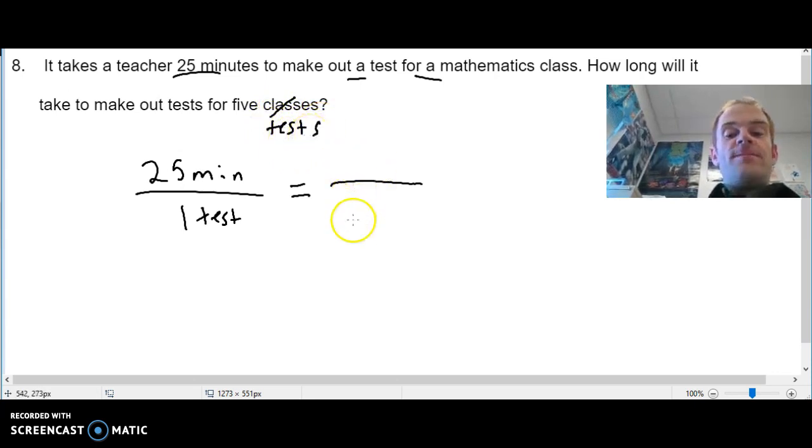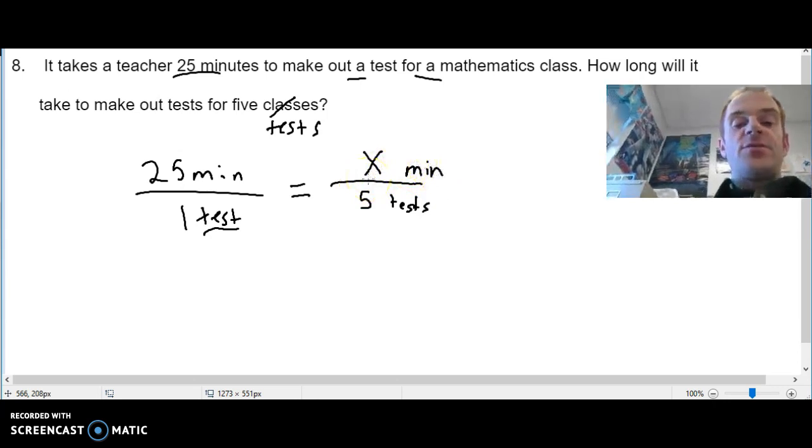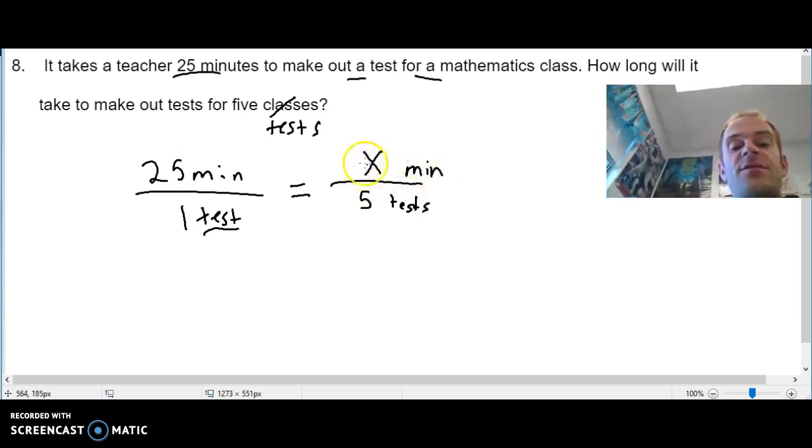So over here, is test going to have to go on the bottom or on the top? Well, since I wrote test on the bottom in this ratio, I'm going to put tests on the bottom of this ratio as well. And I want to know, for 5 tests, how long will it take? So I'm going to figure out how many minutes it will take. Again, I'm going to figure out a number that when I take that number divided by 5, it's going to be equal to the same thing that 25 divided by 1 is.